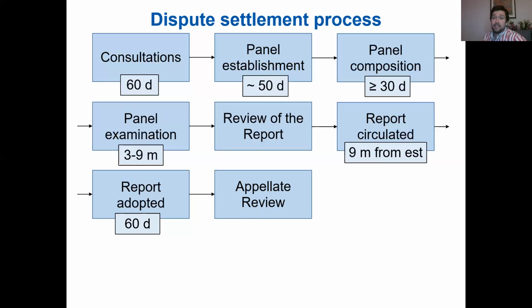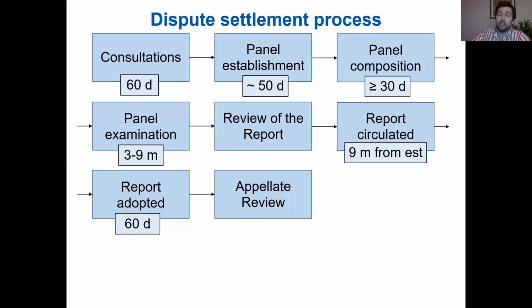It is not a binding stage. It's up to the parties to appeal or not. And we had a number of reports like, say, EC Biotech or EC commercial vessels that have not been appealed. But ultimately, many parties do go and appeal their report of the panel for various reasons. They may be unhappy with the findings.